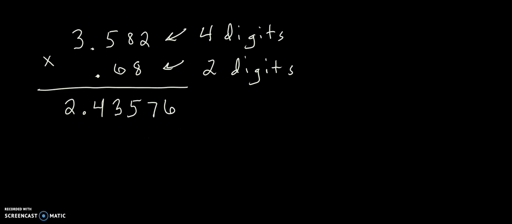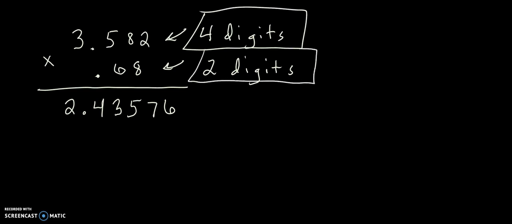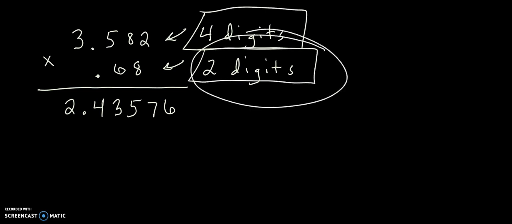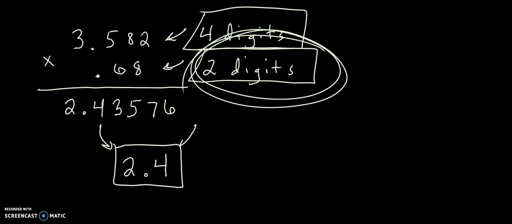We need to identify the digits in the numbers used in the calculation. 3.582 has 4 digits, 0.68 has 2 digits. 2 digits is the lesser number of digits in the calculation, so we have to round this answer so that it reflects 2 digits in the final version. We round to 2 digits and our answer for this calculation would be 2.4.